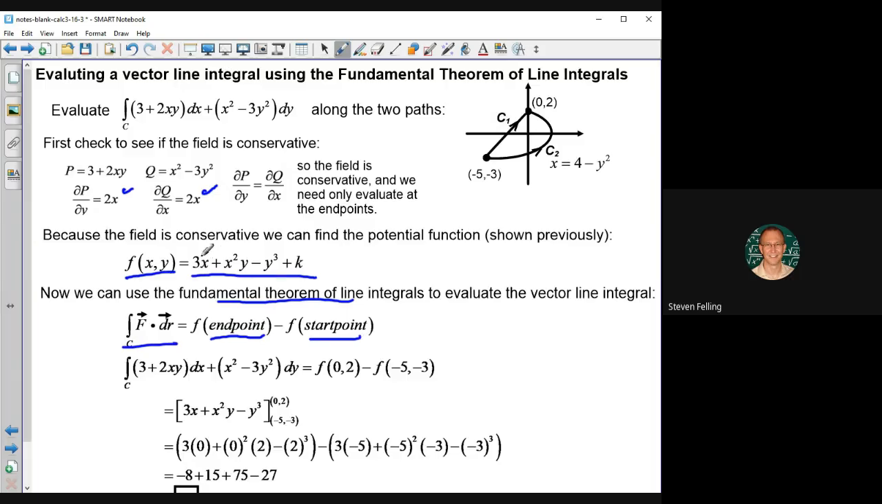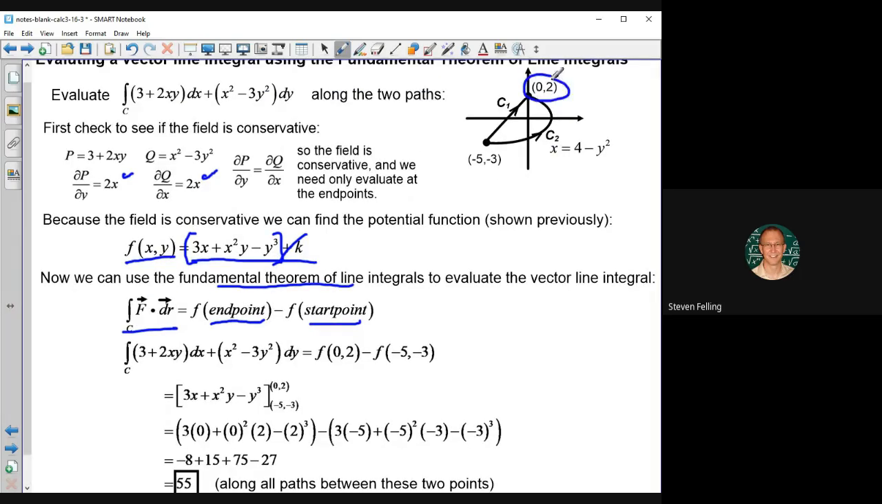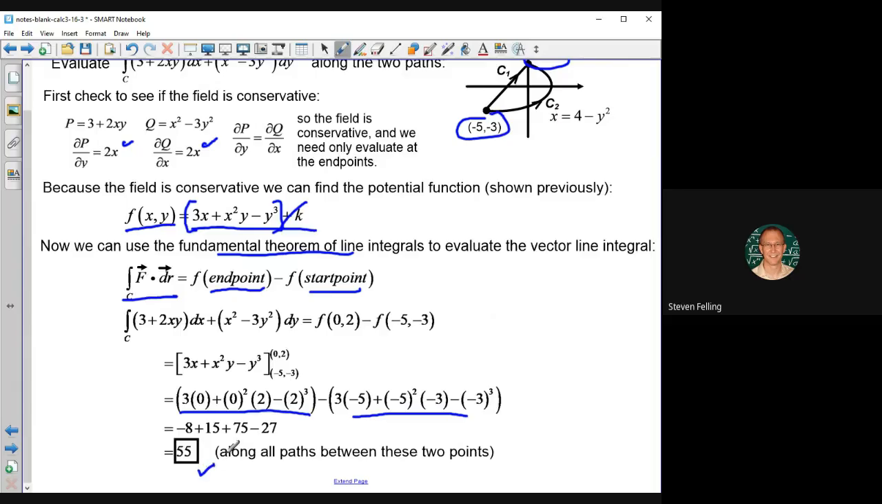So we just take two copies of this function, we ignore the integration constant, we take those two, and we plug in the points. But in this case, we're plugging in the x and y values. So we would plug in the endpoints, which are 0, 2, into the first copy, and then we would plug in the start into this copy over here. Okay, and then you evaluate, and lo and behold, we get that same 55 that we got when we went to the trouble of doing the actual integration along the path.